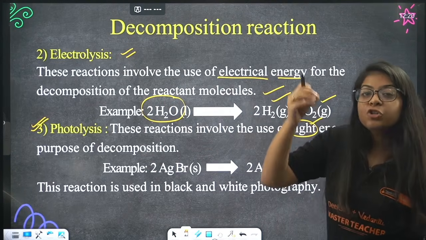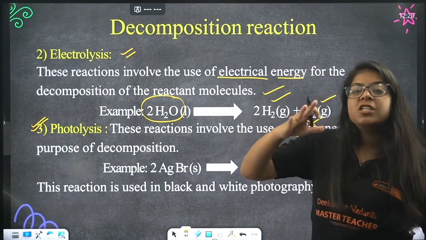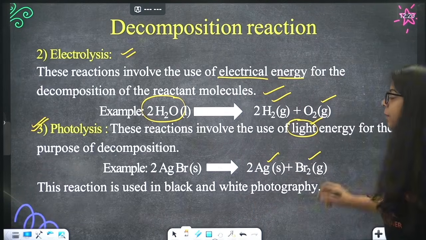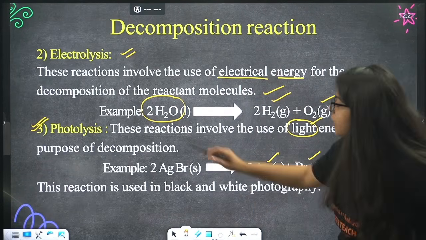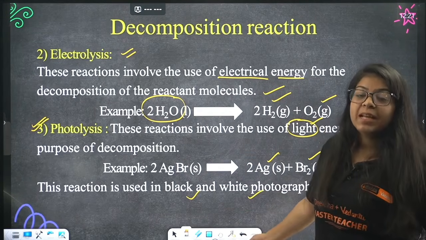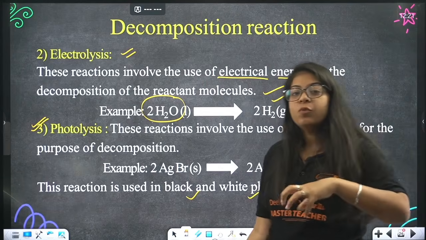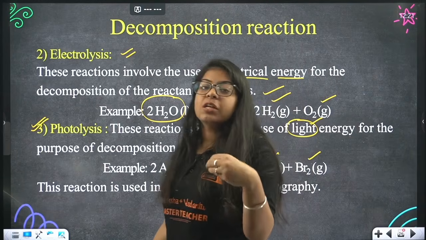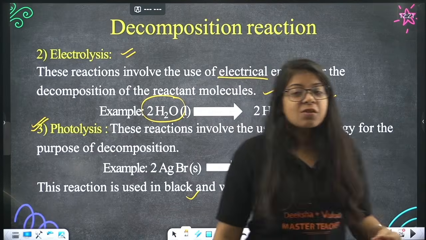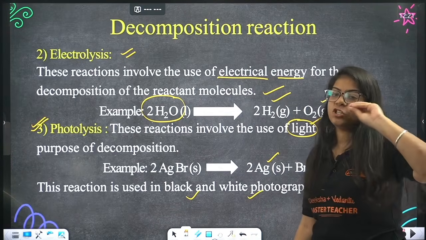AgBr: when you shine light on AgBr, it gets broken down into Ag and Br. This reaction is used in black and white photography. This is a very important point. They can directly ask you which reaction is used in black and white photography. So you have to say photolysis or photolytic decomposition.